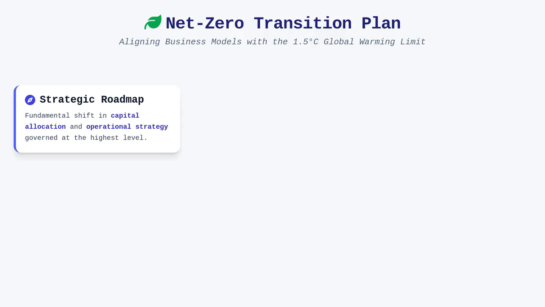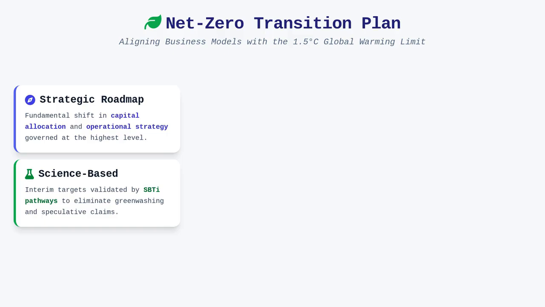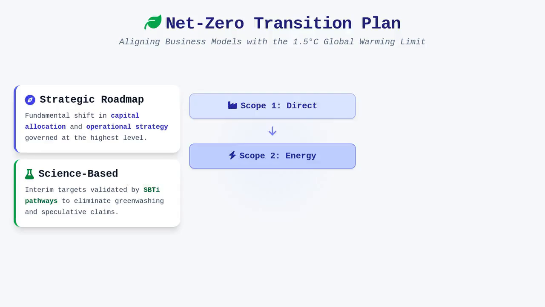When an enterprise develops a transition plan, it must define clear interim targets that are scientifically grounded, typically aligning with pathways validated by the Science Based Targets Initiative. Without these granular milestones, the long-term claim of achieving net zero by mid-century remains speculative and vulnerable to accusations of greenwashing. These targets necessitate a breakdown of emissions into Scope 1, 2, and 3 categories, requiring a comprehensive assessment of the organization's carbon footprint throughout its upstream and downstream activities.